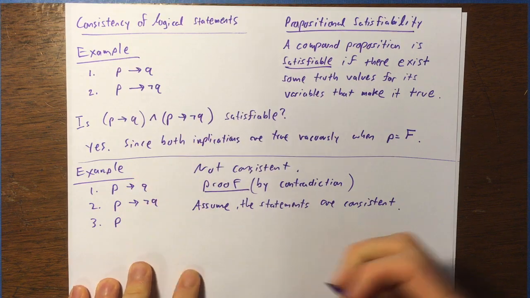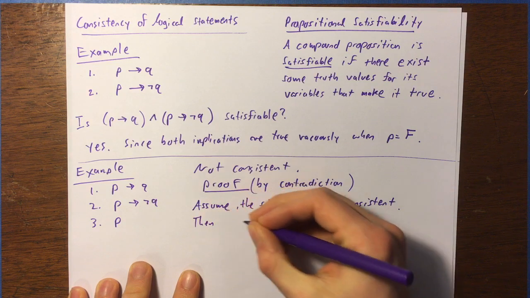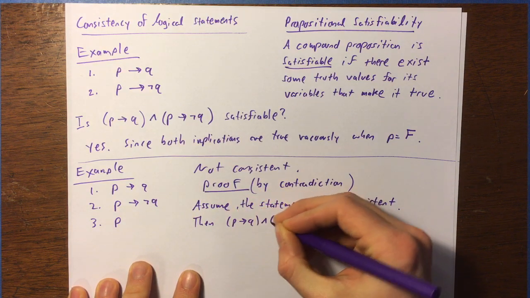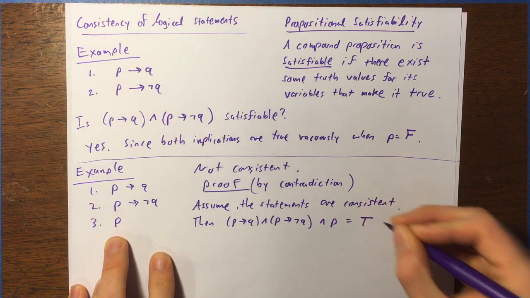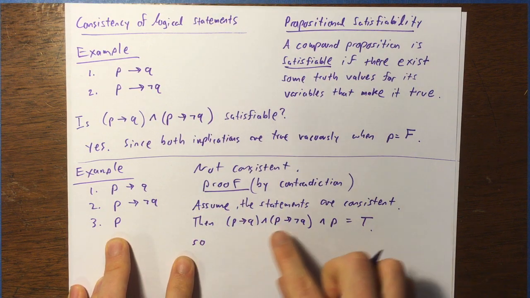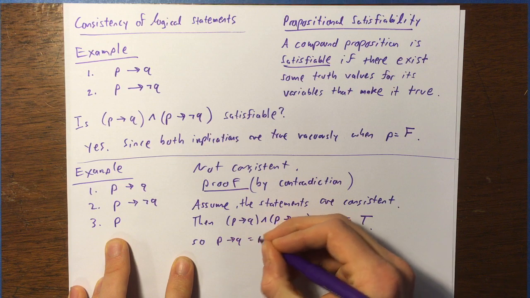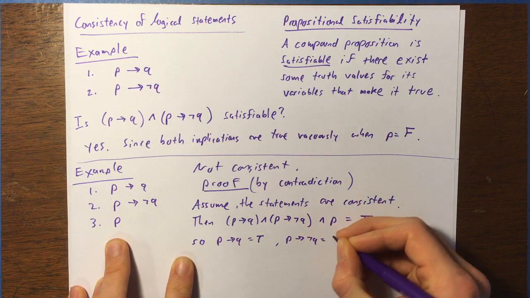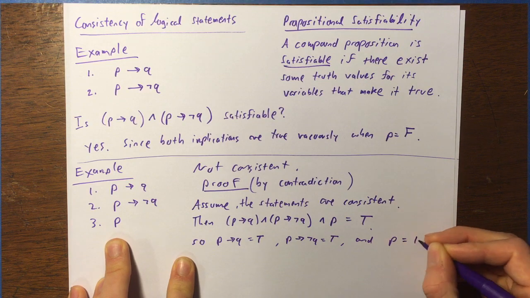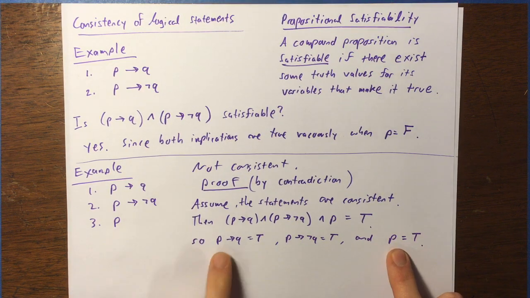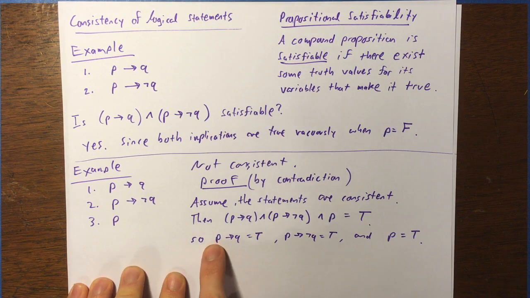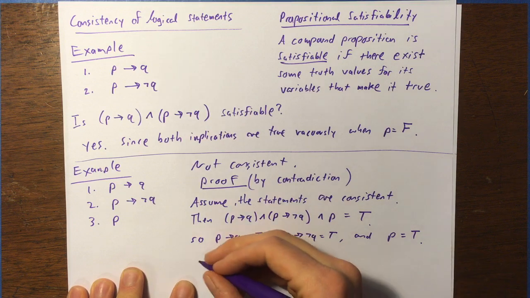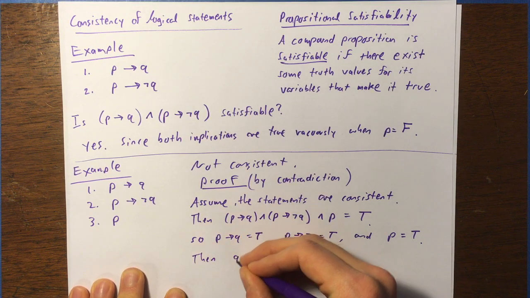So if we assume these statements are consistent, then we're assuming that this conjunction, P implies Q, and P implies not Q, and P, must be true. In order for a conjunction to be true, all of its parts have to be true. That means P implies Q is true, P implies not Q is true, and P is true. Now, since P is true and P implies Q is true, the only way that's possible is if Q is also true, right? Because if your hypothesis is true and your implication is true, the conclusion has to be true. So then we can conclude that Q is true.